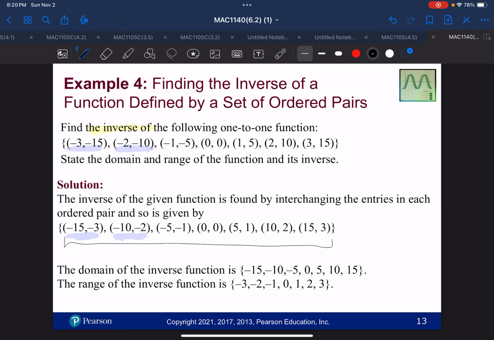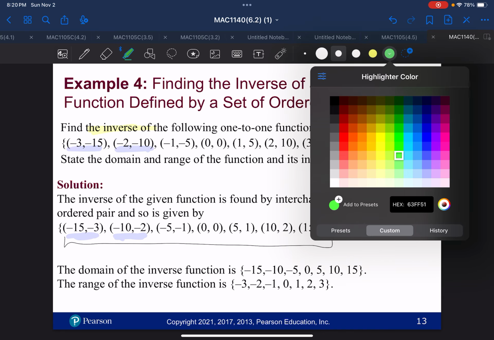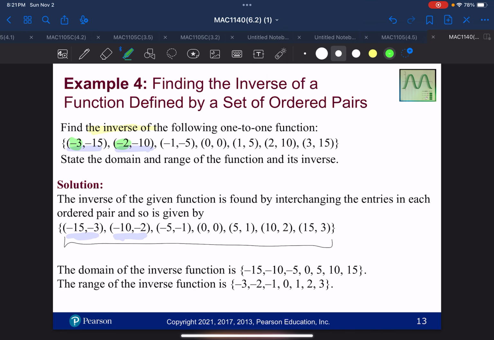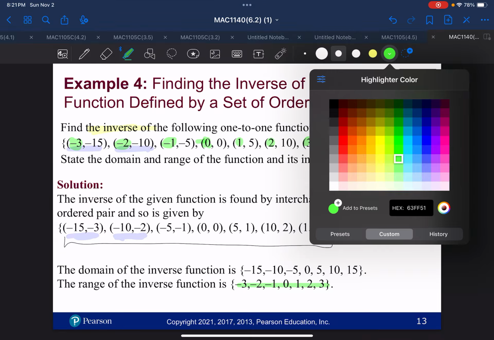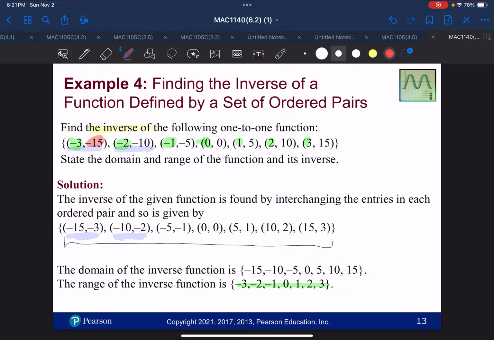And so we see that the domain of the original function is all of these x values, and those will become the range in the inverse. And same thing for all of the values in the range of the original will become the values in the domain of the inverse.